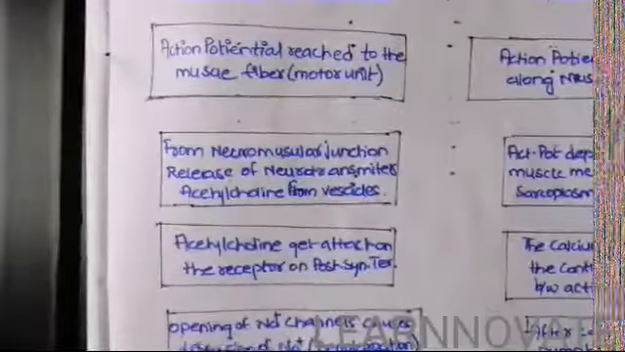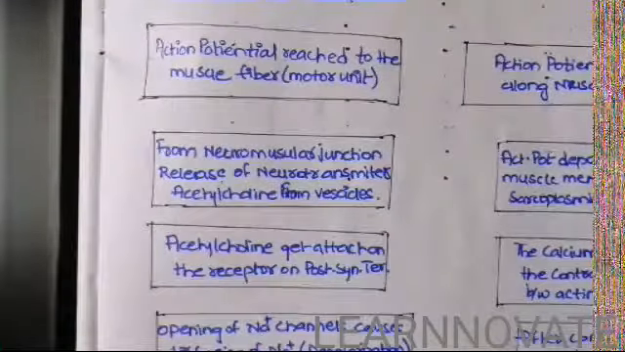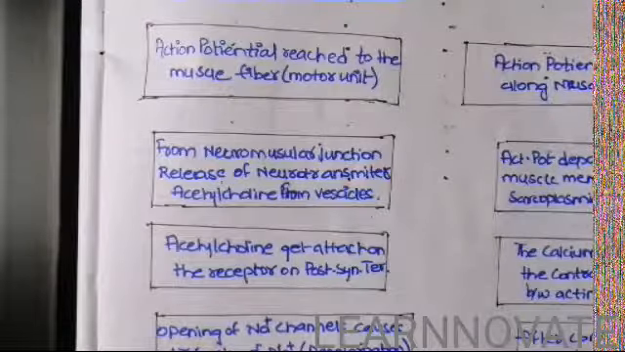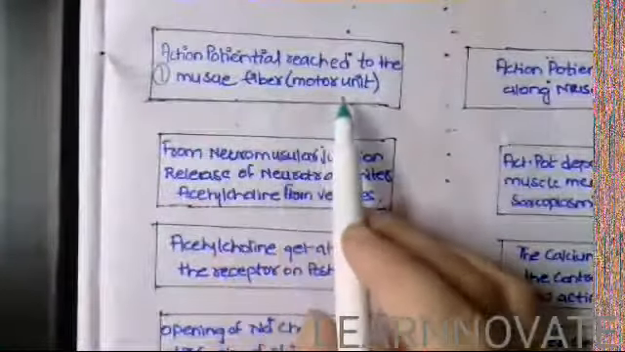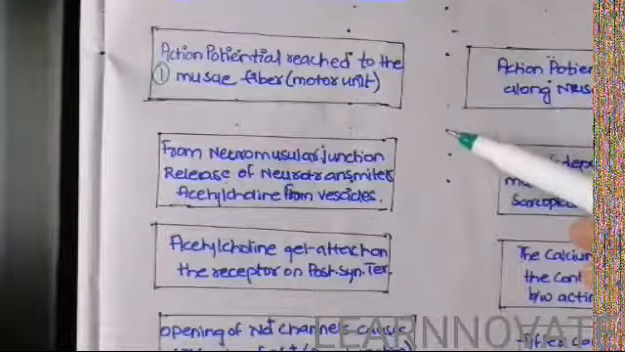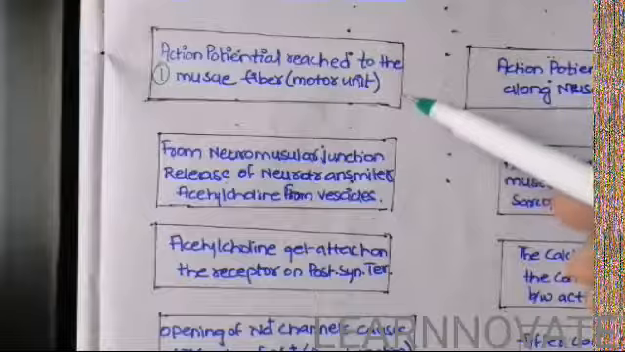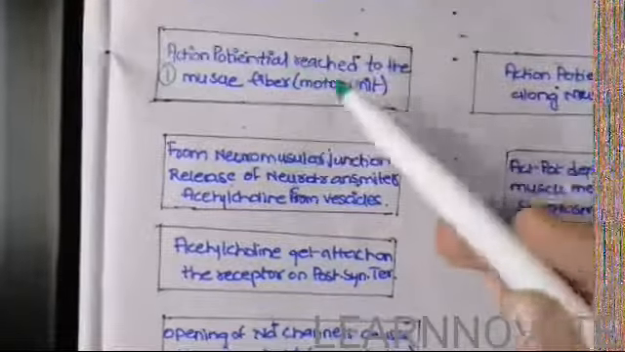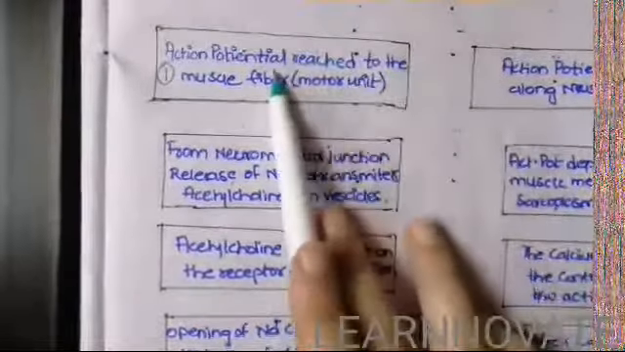Now here you can see the steps of the mechanism of muscle contraction, starting from the action potential. The first step is the reaching of the action potential to the muscle fiber, that is a motor unit. The part of the muscle that is supplied by a single spinal nerve is called the motor unit. So the motor unit, where the nerve supplies the muscle fiber, is where the action potential reaches.